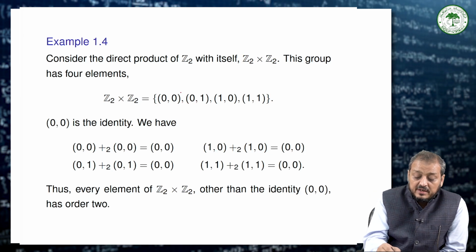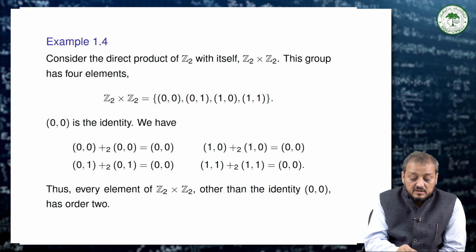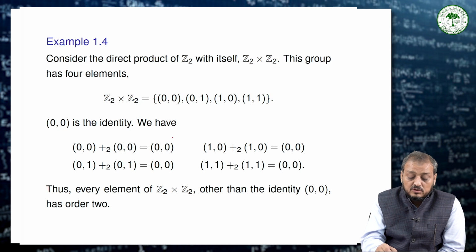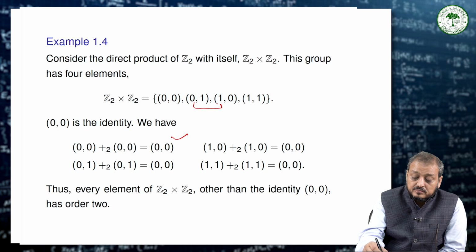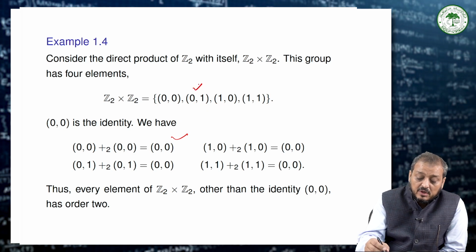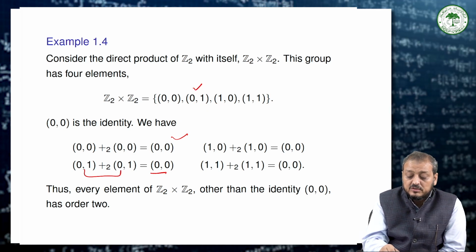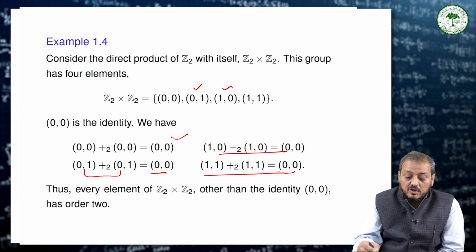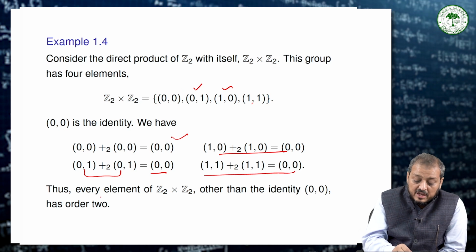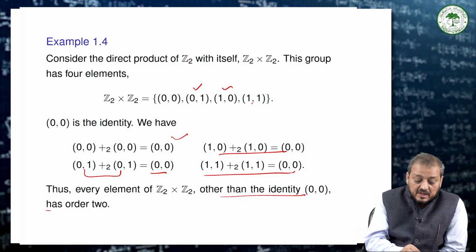Now (0,0) is the identity, and we just have to check: if you add (0,0) it is equal to 0. Now if you take the sum of every element with itself, 0 plus 1, 0 plus 1, the sum is again 0. So every element in Z2 other than the identity has order 2.